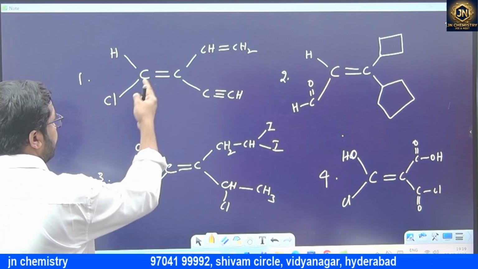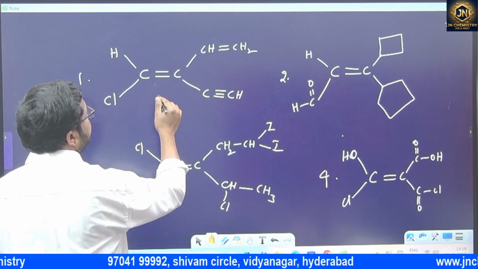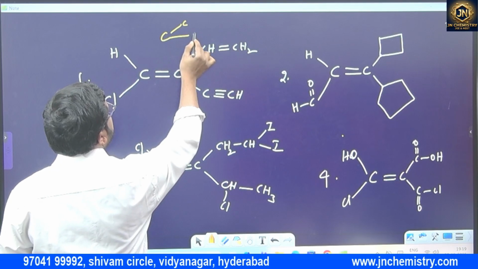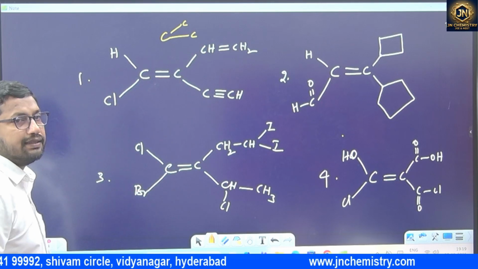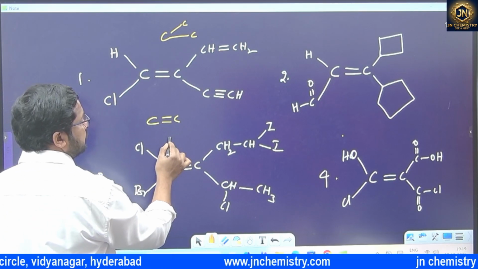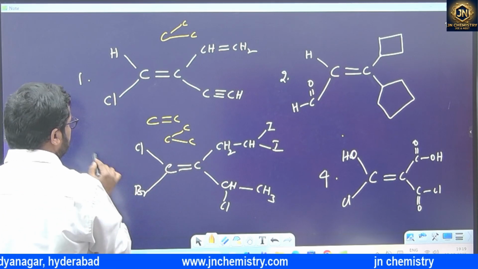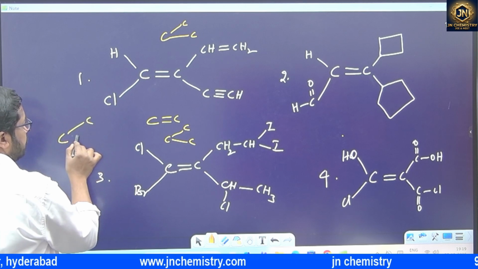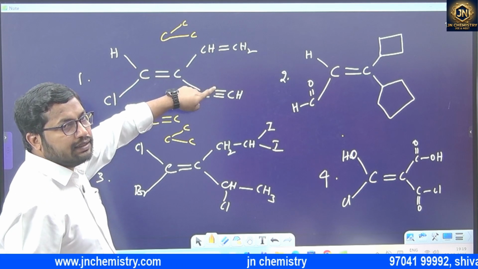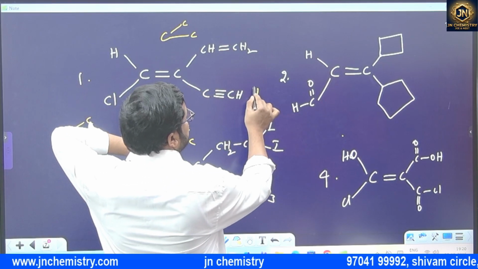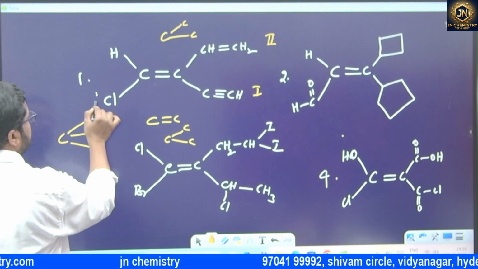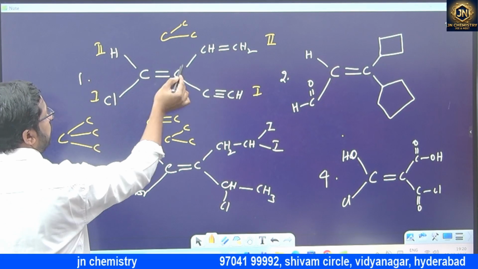When double bond and triple bond cases come, we need to understand. A C=C double bond we write like this, with C having 2 carbons. A C≡C triple bond means 3 carbons. So obviously, which one do we give more priority? Triple bond. So this is first, this is second. First, second, right? Z.